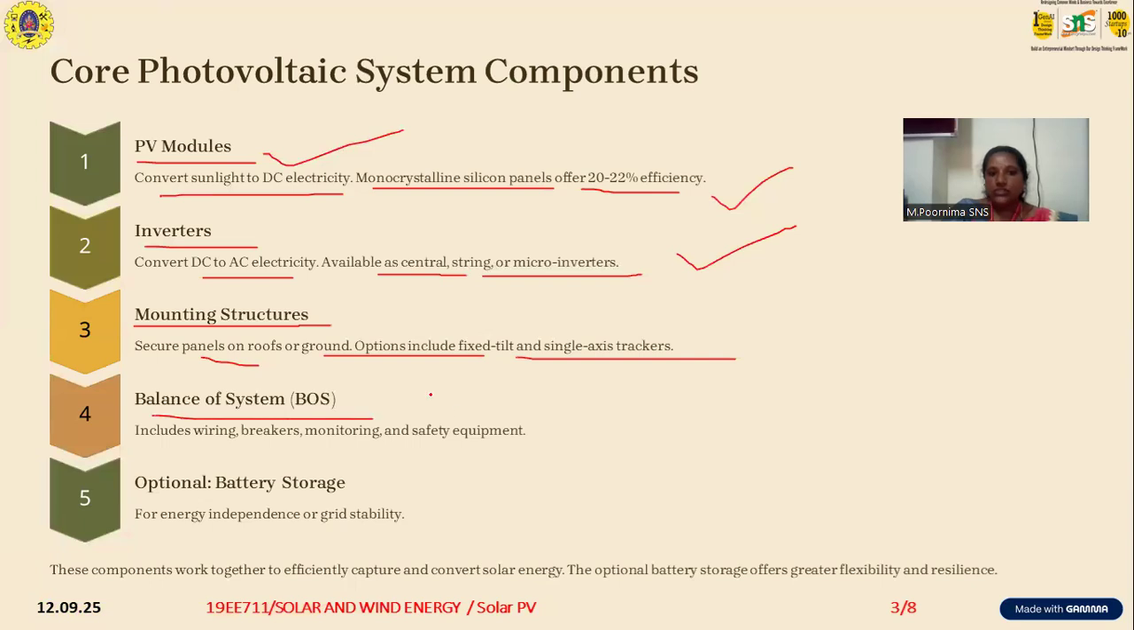Then the balance of system, BOS, includes wiring, breakers, monitoring, and safety equipment. Optional is battery storage for energy independence or grid stability. These components work together for efficient capturing and converting of solar energy. The optional battery storage offers greater flexibility and range. This is what the core PV system components are.